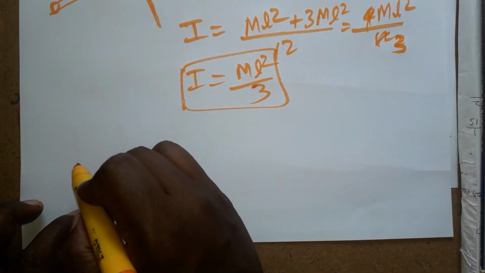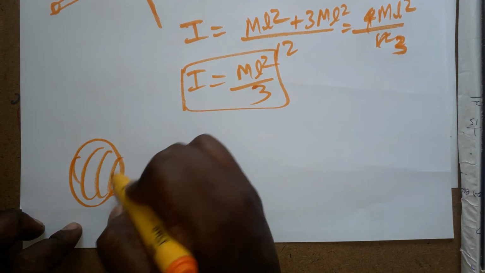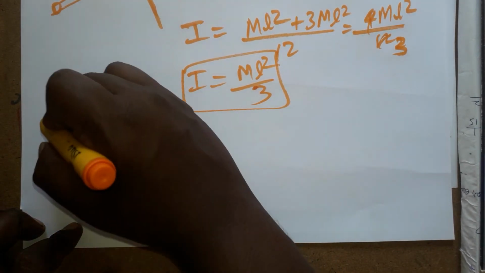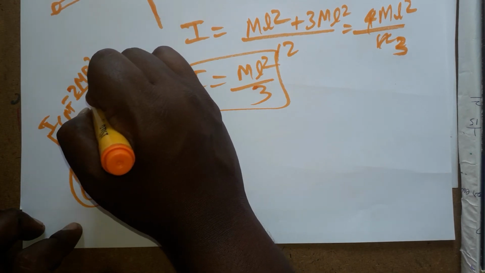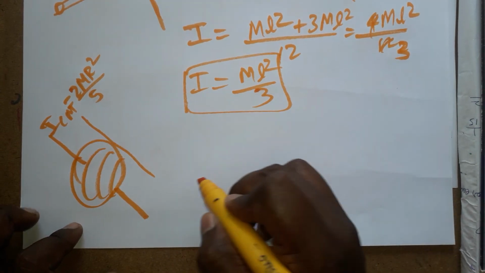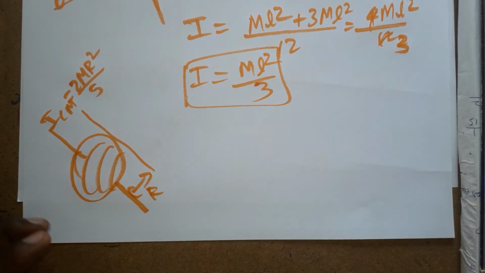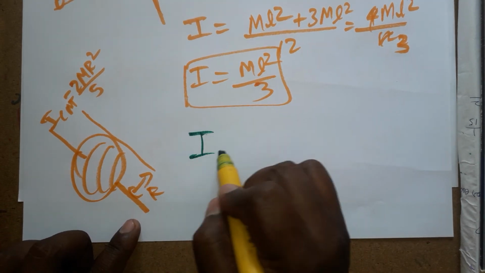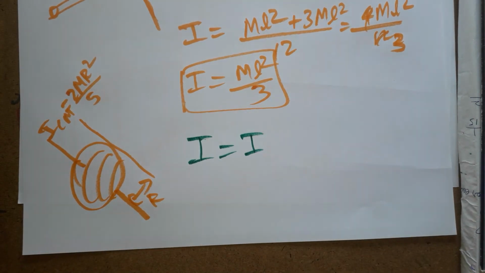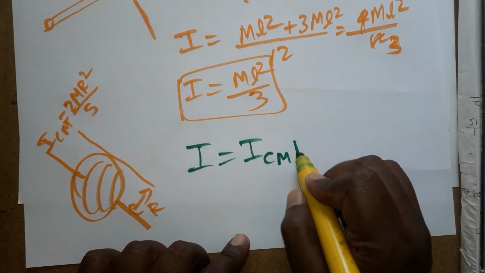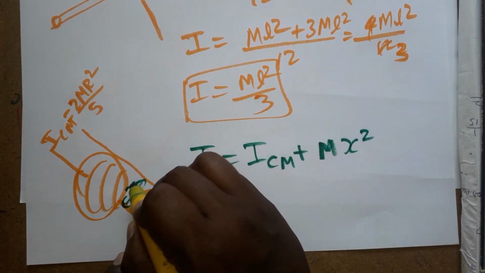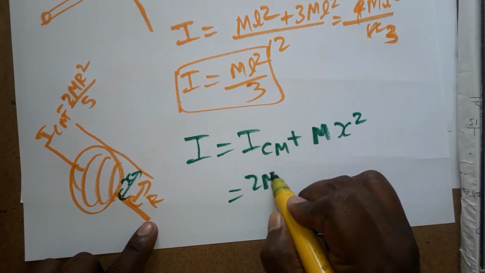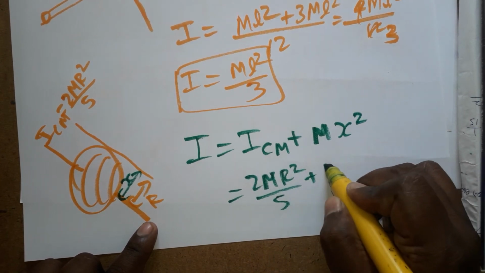Again, I have the solid sphere now. When its axis passes exactly at the center, the inertia at the center of mass is going to be 2 mr square divided by 5. When the axis passes at the edge of the sphere, what is the inertia? The distance between these two is the radius. So I am now using the parallel axis theorem: total inertia is equal to inertia at center of mass plus mx square. X is the distance between the two parallel lines, which is going to be r. So it is 2 mr square divided by 5 plus mr square.